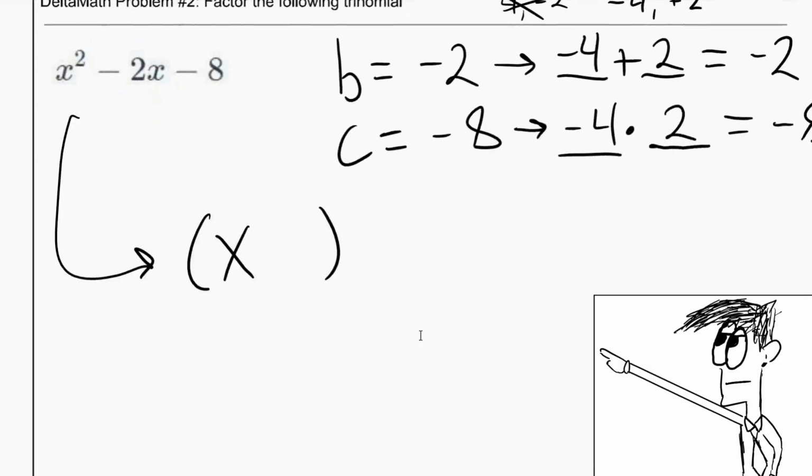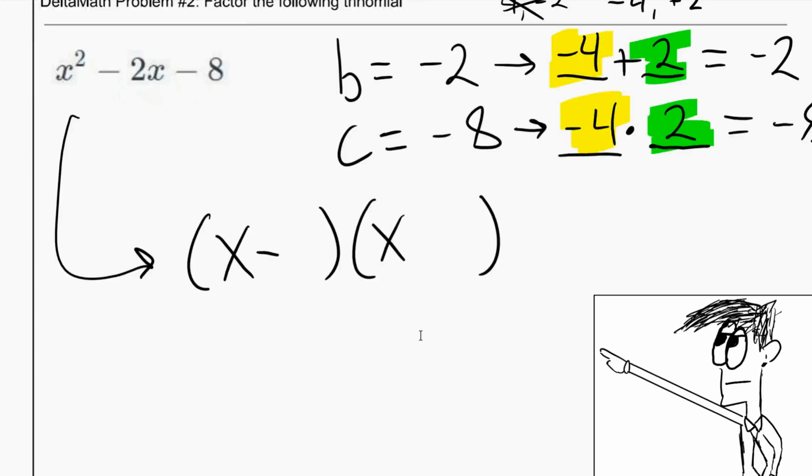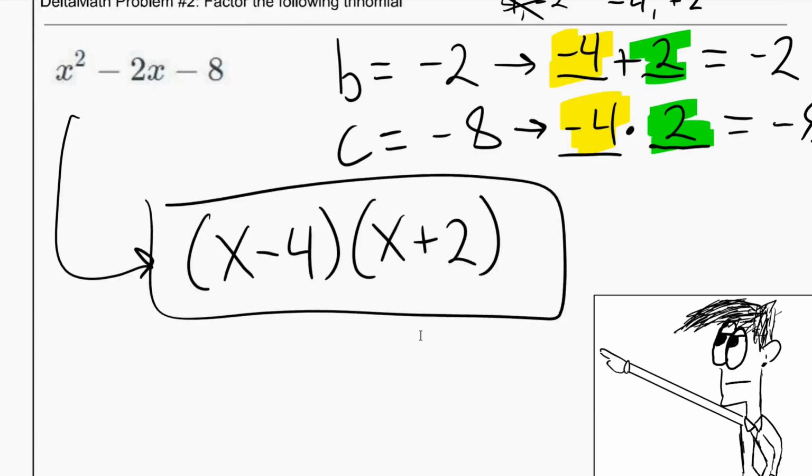Once again, set up my factors just like before. I have two x's here. We just found the numbers that we need to plug in, negative 4, and then we also need to plug in this 2 into the other factor. X minus 4 and x plus 2. And this would be the answer you plugged into Delta Math.